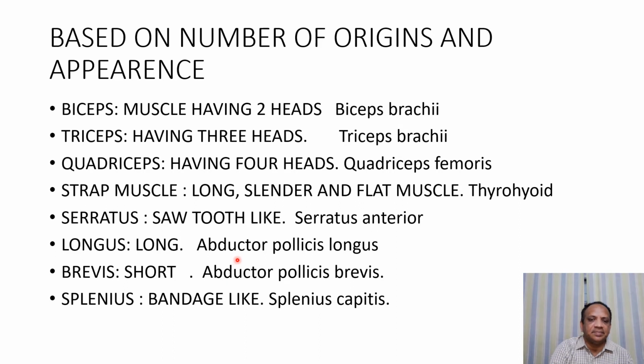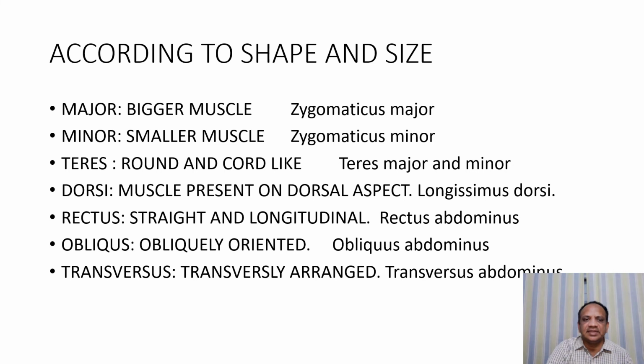So abductor, it abducts the pollicis, that is the thumb. Longus, the muscle is long. This muscle is short. Splenius means bandage-like; examples are splenius capitis and splenius cervicis. According to shape and size, zygomaticus major means a bigger muscle, and zygomaticus minor is a smaller muscle. When two or more muscles are present from the same origin and same insertion, then according to the size they are named major and minor. Teres means round and cord-like. Teres major and minor are examples.